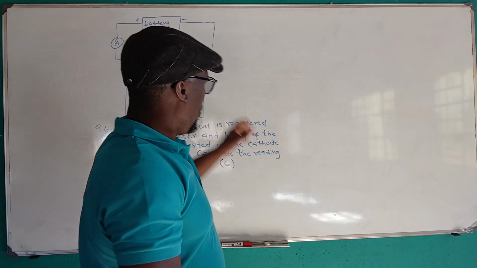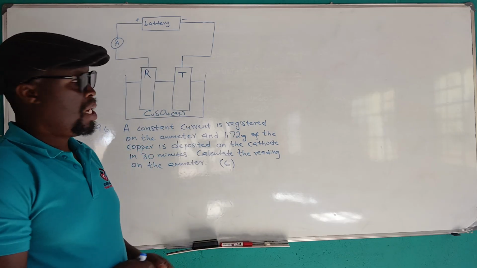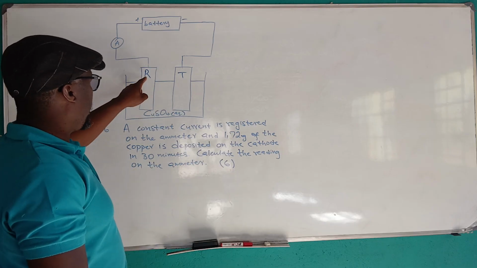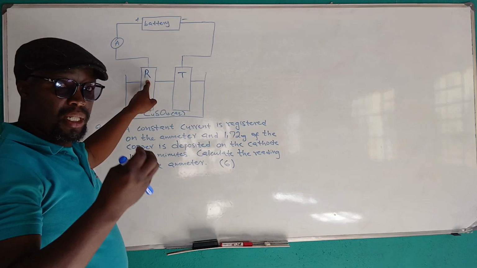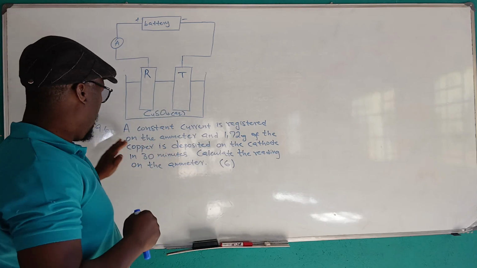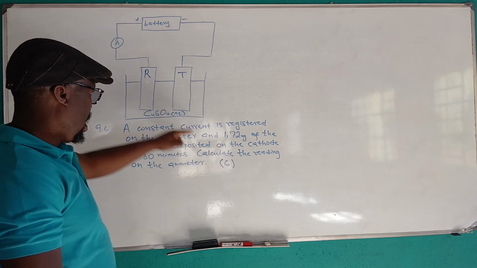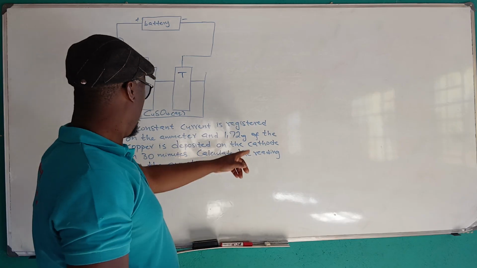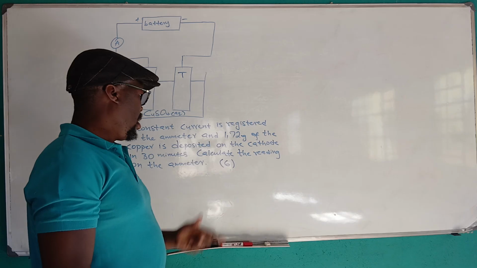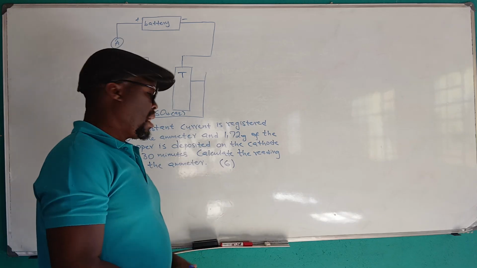Thank you for joining me as I go about solving problems related to the operation of electrolytic cells. On the board, we are given a diagram which represents an electrolytic cell that is meant to purify copper. We've got electrode R, which is the anode, and electrode T, which is the cathode. We're told that a constant current is registered on the ammeter and 1,72 grams of the copper is deposited on the cathode in 30 minutes. The instruction says calculate the reading on the ammeter.